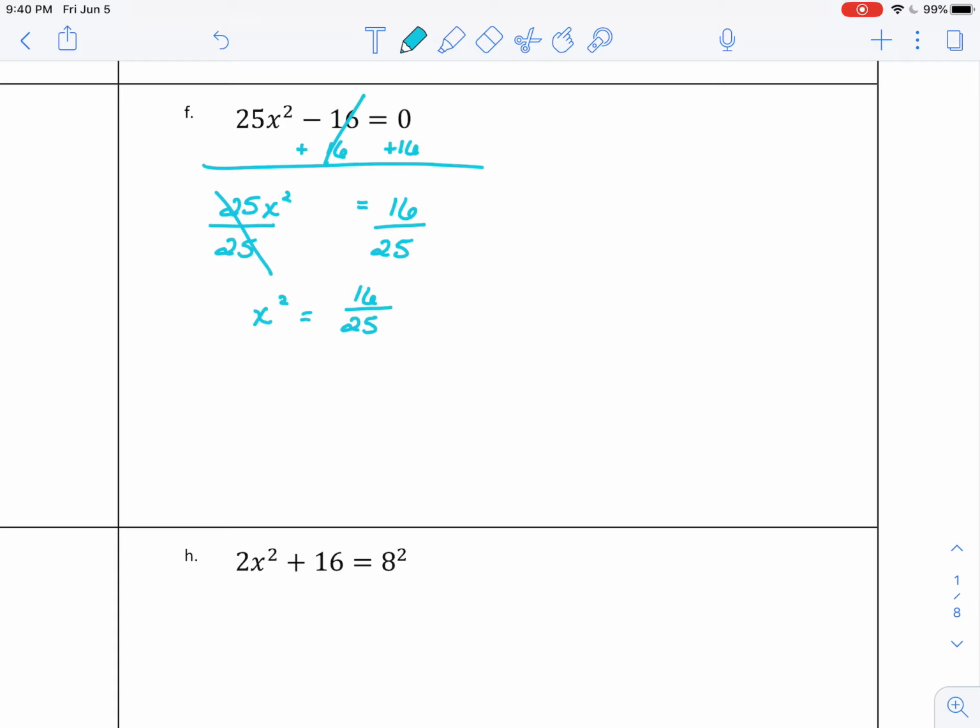So when I go to get rid of this squared term, when I solve by square roots, I'm going to take the square root of the numerator, square root of 16 is 4, and I'm going to put it over the square root of the denominator. The square root of 25 is 5. And because I solve by square roots, I will have two solutions, and I'm done. Plus or minus 4/5.